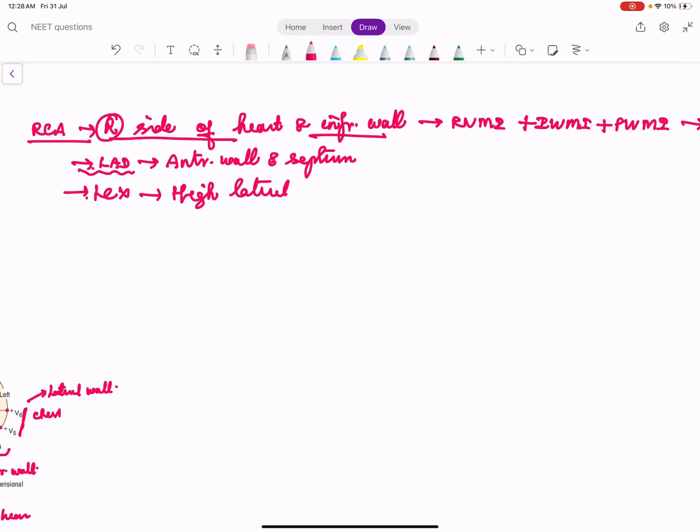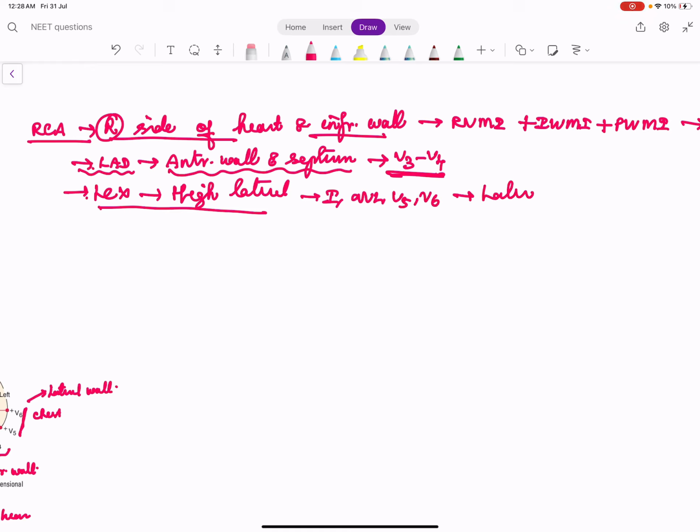So LAD, left anterior descending artery, supplies the anterior wall and septum. So what does it see? Lead V3, V4 mainly. And what about LCX? It supplies lead 1, AVL, V5, V6. So it is lateral wall MI. So ECG may be given. So once you diagnose it as STEMI, try to find out which leads there is elevation and try to think of the axis and try to say what wall is involved, what vessel is involved.